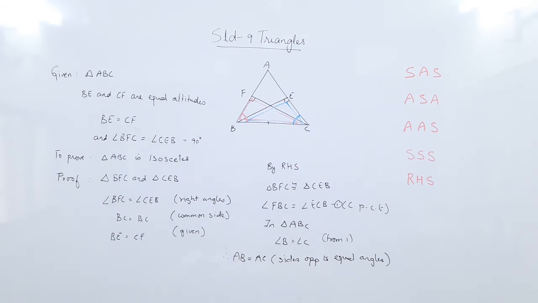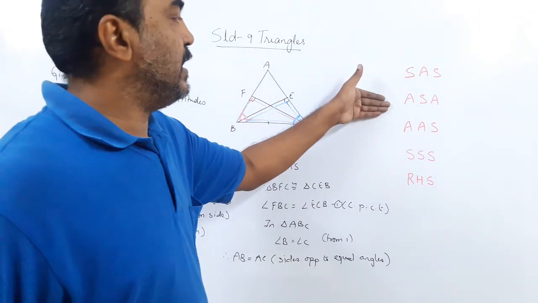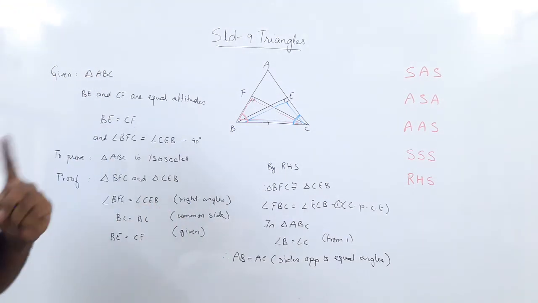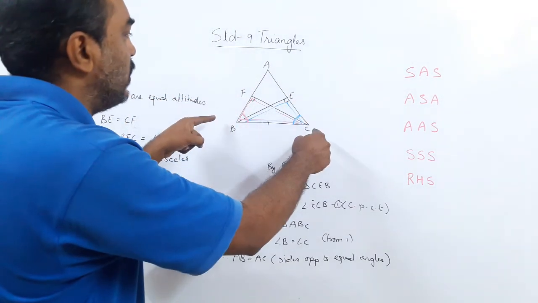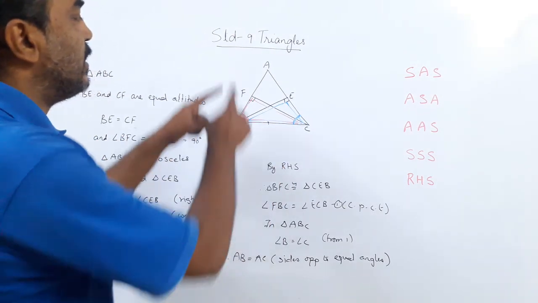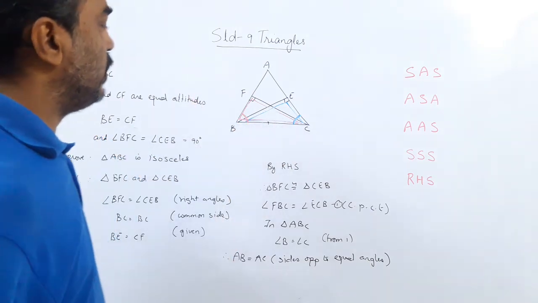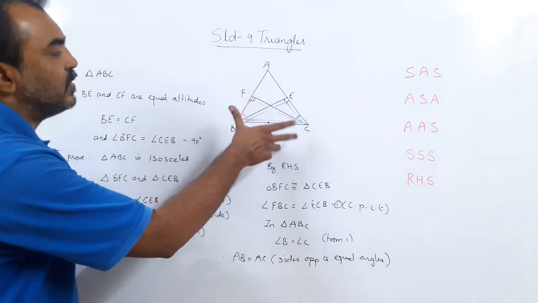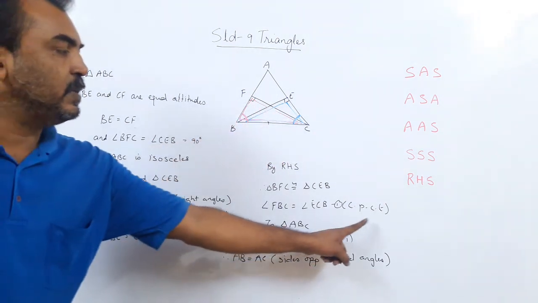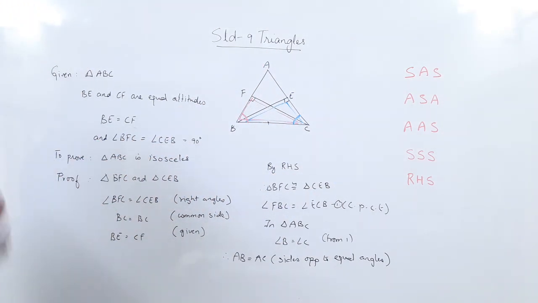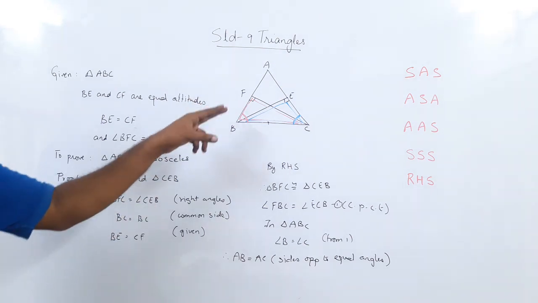So here we have finished congruency. What have you learned so far? 5 rules: SAS, ASA, AAS, SSS, RHS, and 2 properties of isosceles triangle. When two sides are equal in a triangle, their opposite angles are equal. And in a triangle, if two angles are equal, their opposite sides are equal. Making use of this, you can prove that some angles are equal, some sides are equal, by CPCT. So first you have to prove the triangles are equal and then you can say their corresponding sides are also equal.